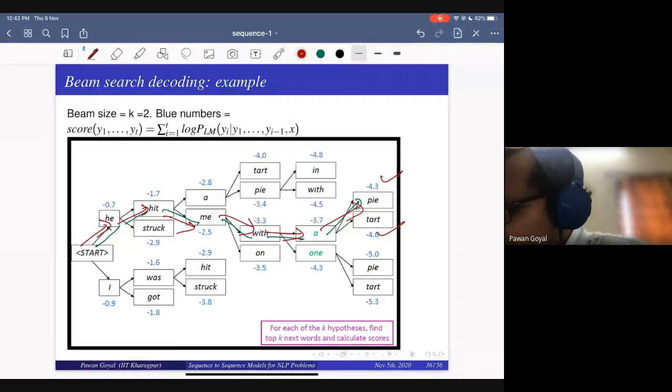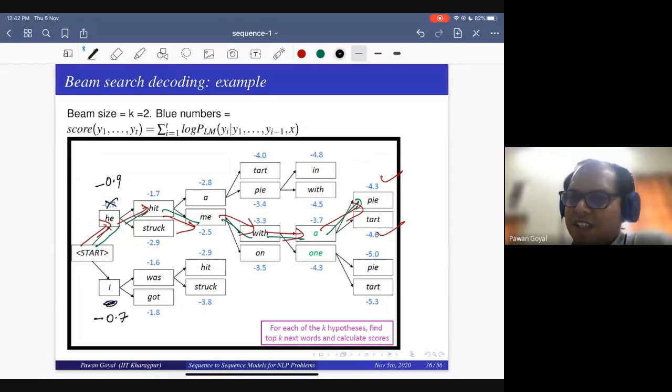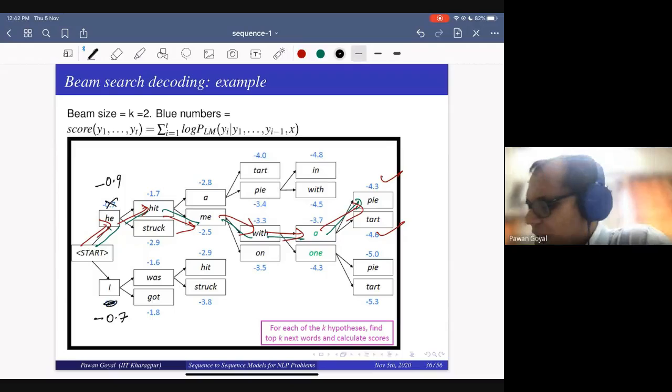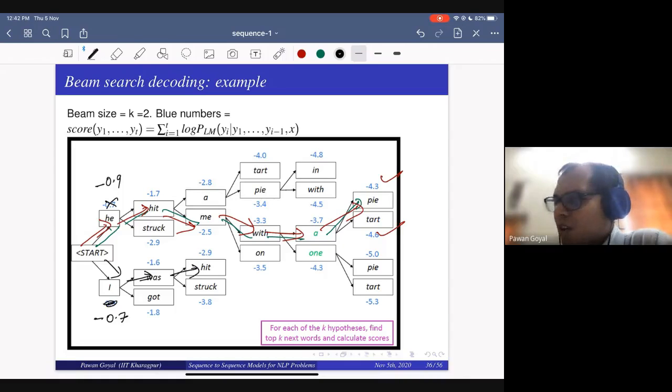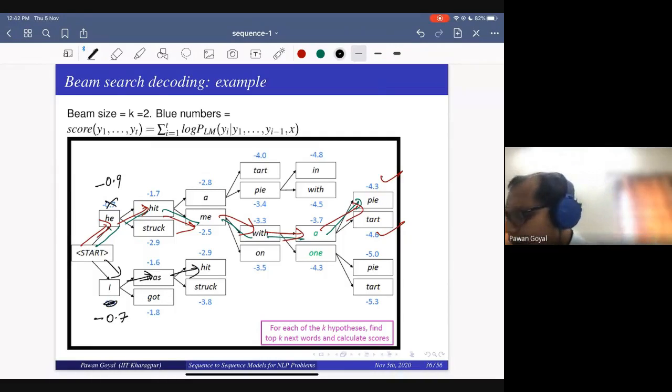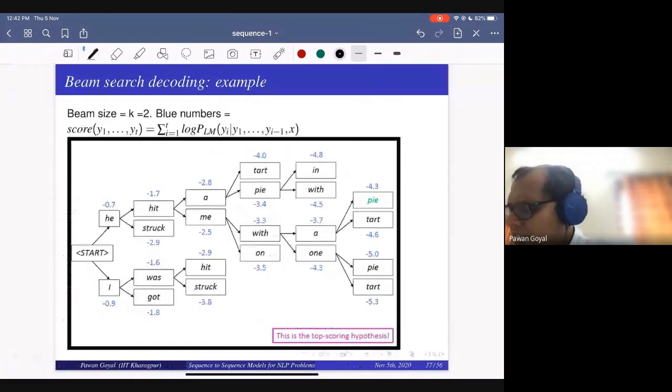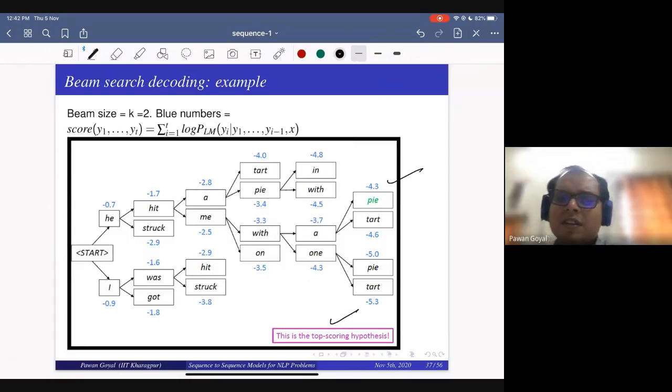Suppose I say, okay, this was my input. This was minus 0.9 and this was minus 0.7. And suppose these were my initial probabilities. Then you would have got a completely different output. You would have got I was hit and so on. You would have gone a completely different track. But by using beam search decoding, in this case, it helped you in getting a path that might have been helpful later. So, you take the top scoring hypothesis. So this is the one that you output.